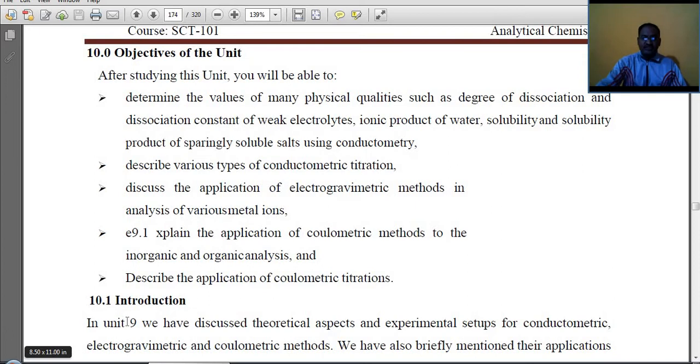The objectives of these units: to determine the value of many physical quantities, means degree of dissociation, dissociation constant of weak electrolyte, ionic product of water, solubility product principle, and describe the various applications of conductometric titration, electrogravimetric methods in analysis of various metal ions, types of conductometric titration, and applications of colorimetric titration.